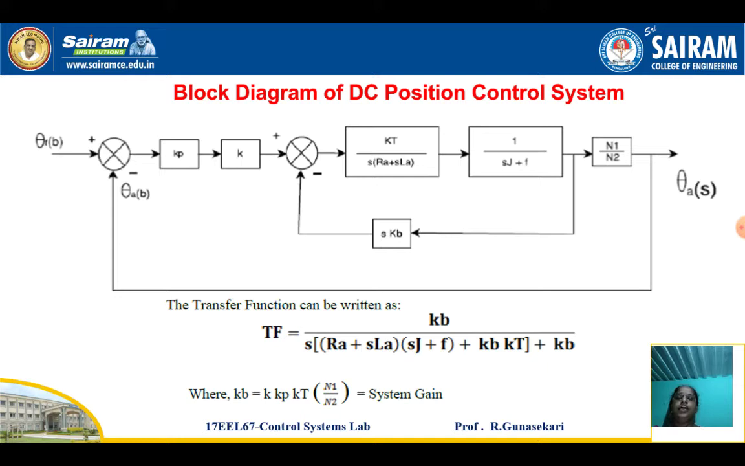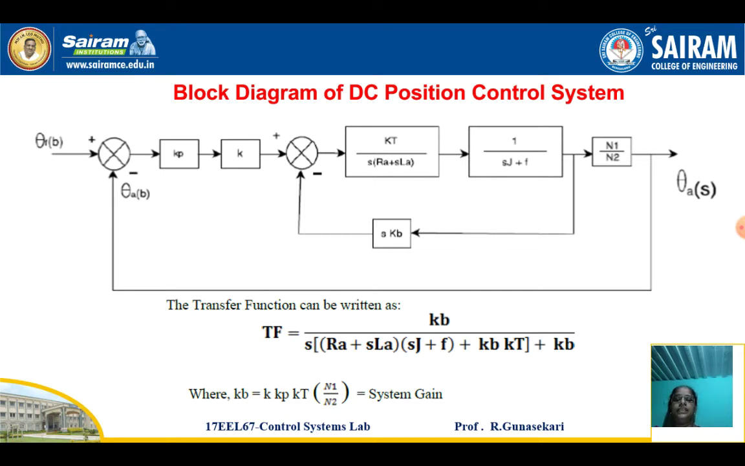This is the block diagram of the DC position control system. First a summer block, then Kp, then K block, then again one more summer, then Kt, and then feedback. Then SKB, and then one system 1 divided by Sj plus F, and then N1 by N2. So the output is fed back to the input.